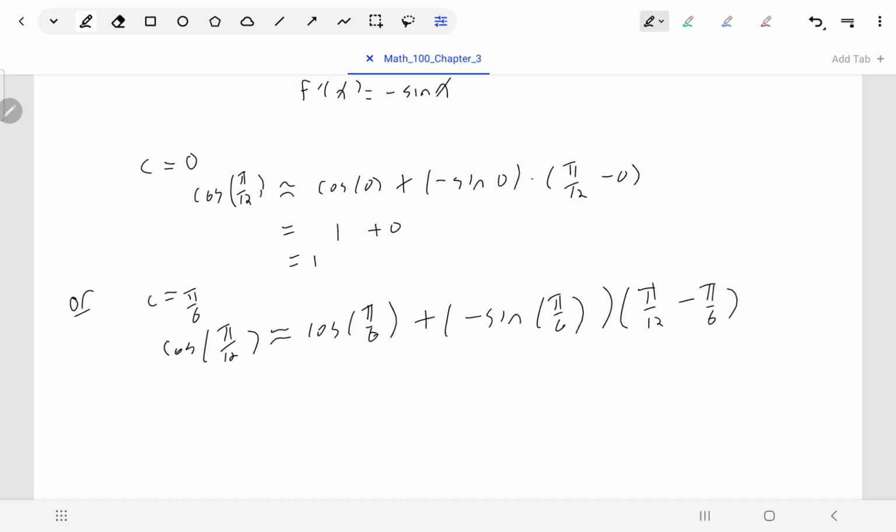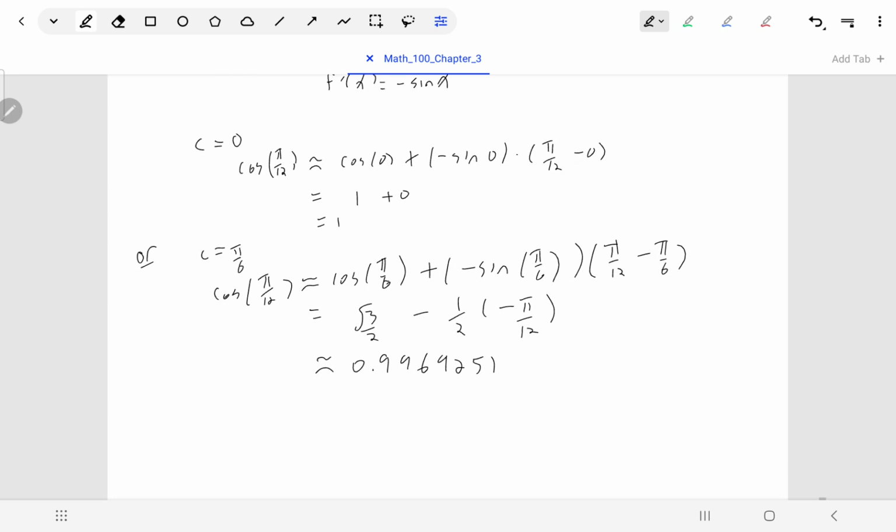And so when I do a little bit of churning out with that, pi over 6 for cosine, that's root 3 over 2. Sine of pi over 6, that's a half. Pi over 12 minus pi over 6, that's negative pi over 12. And then I run that through my calculator and I get about 0.9969251, somewhere like that.